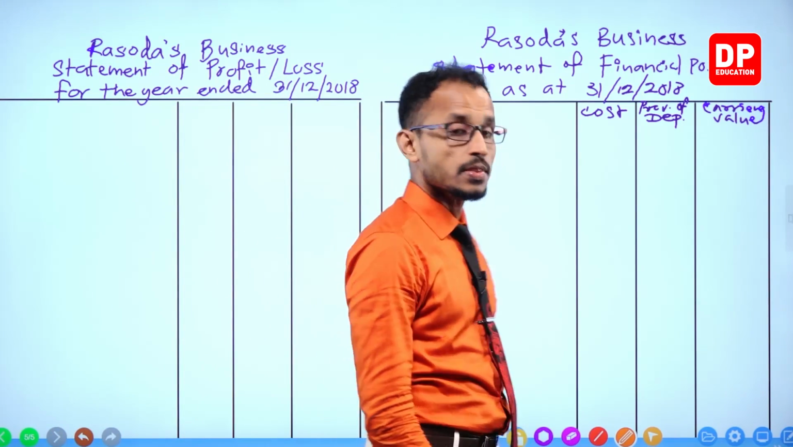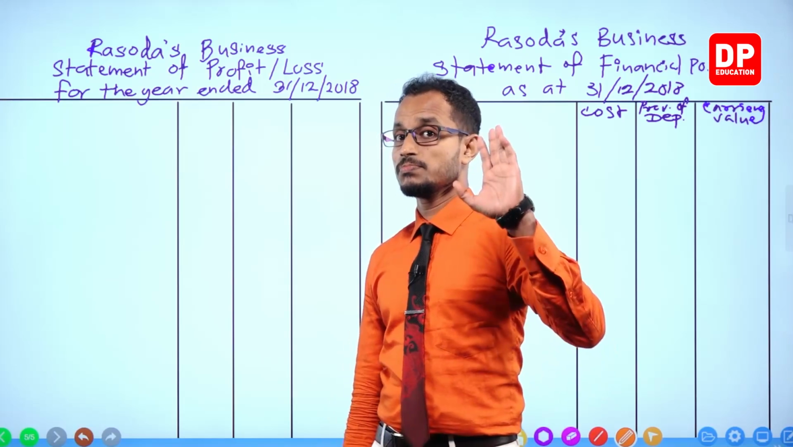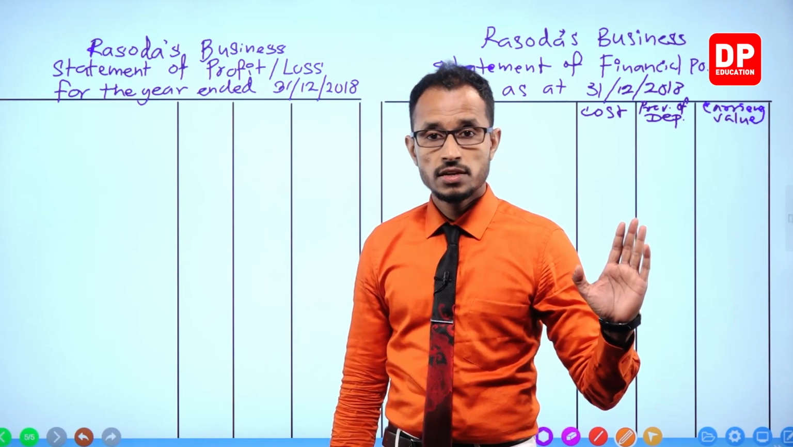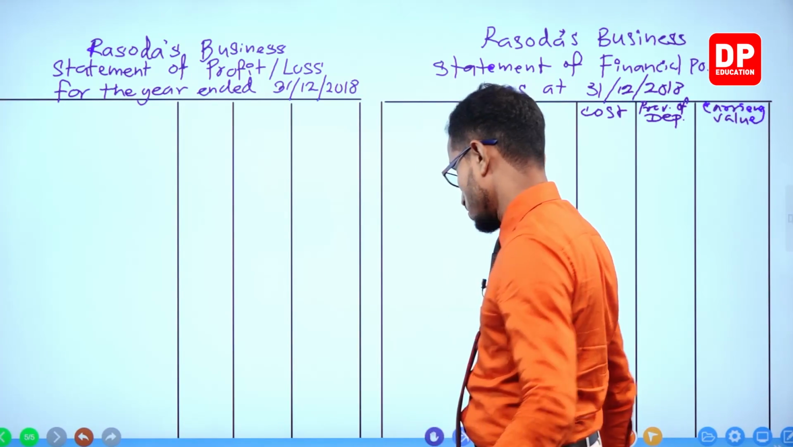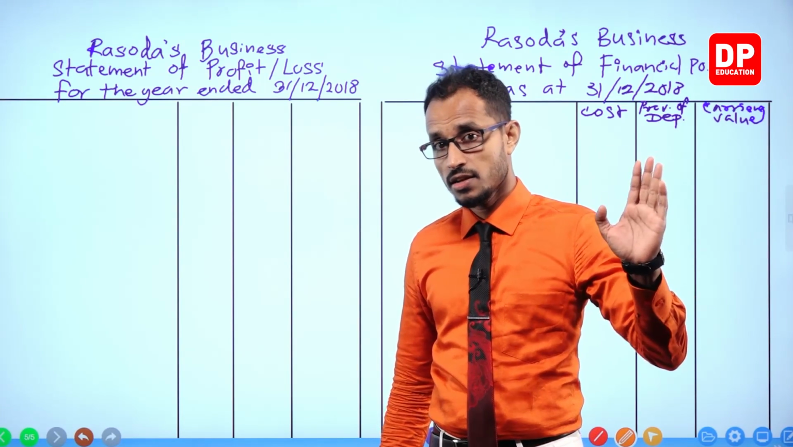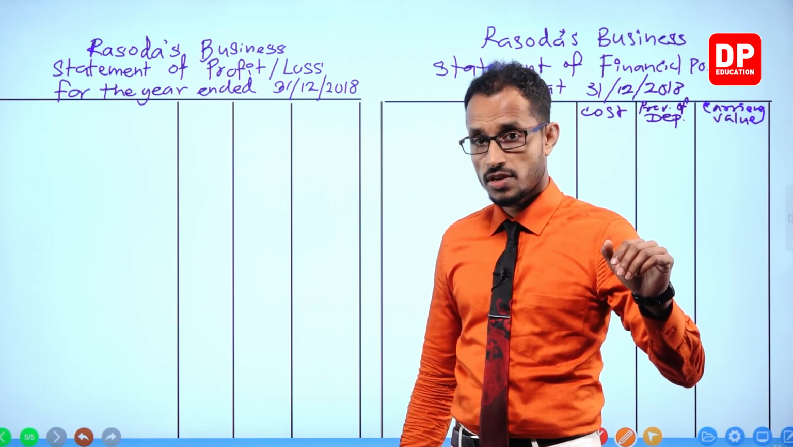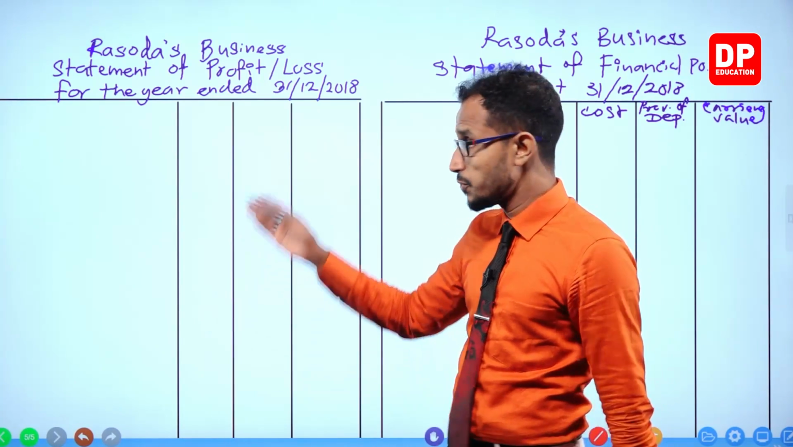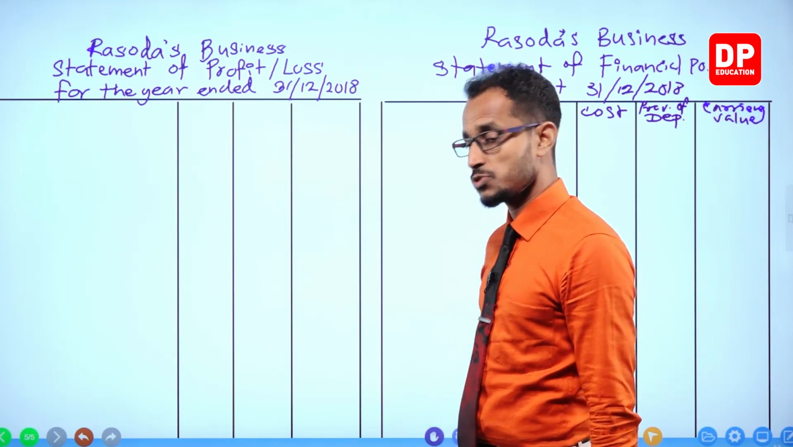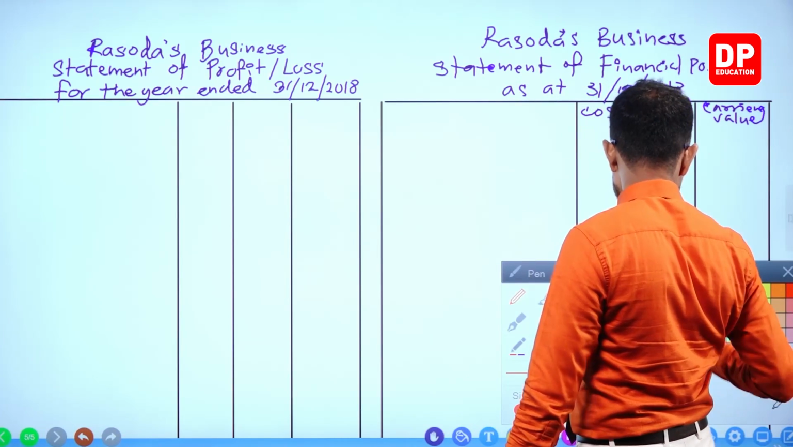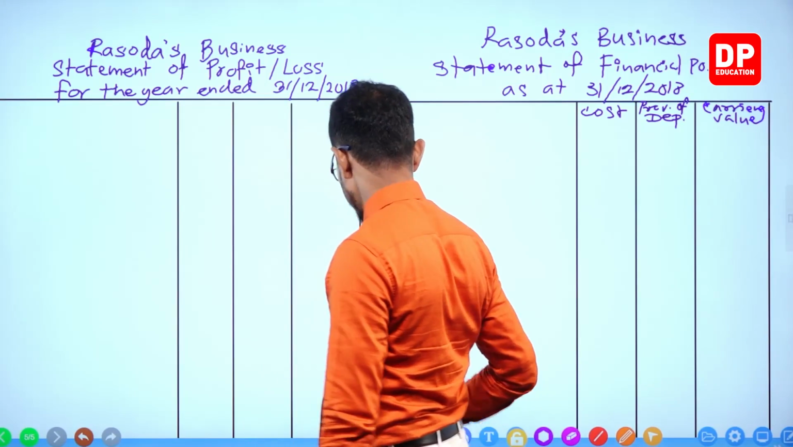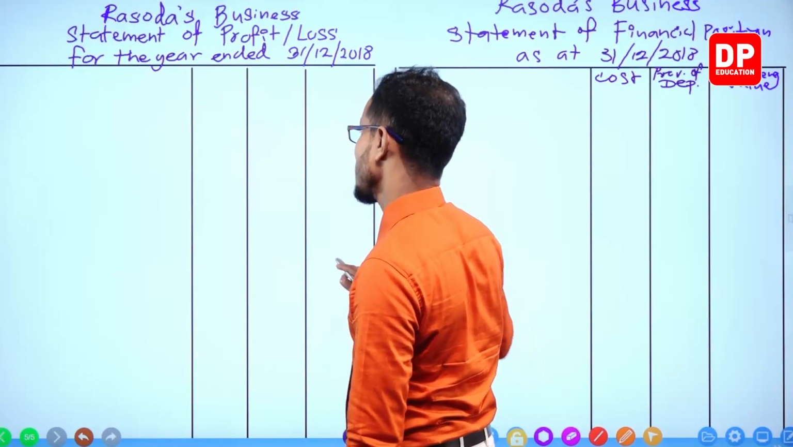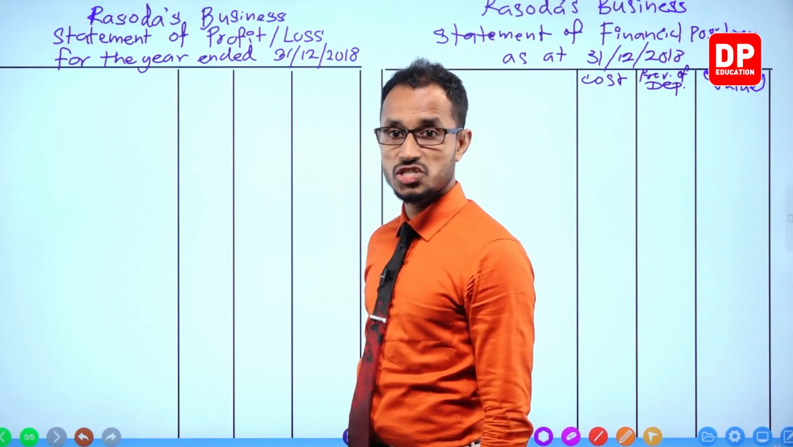Okay, dokie. You can't start the question without drawing the formats fully, okay? Actually we have done drawing. We are done with drawing, but we should mention the items, the main items in each statement.